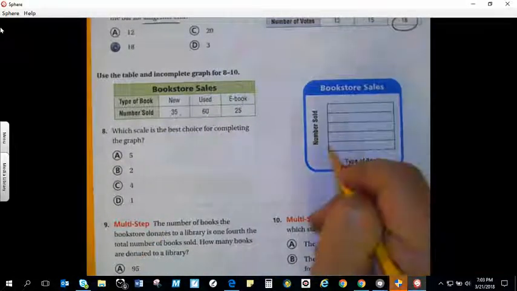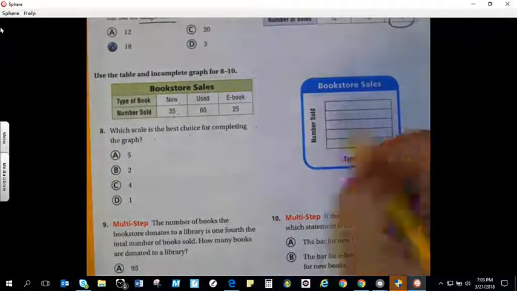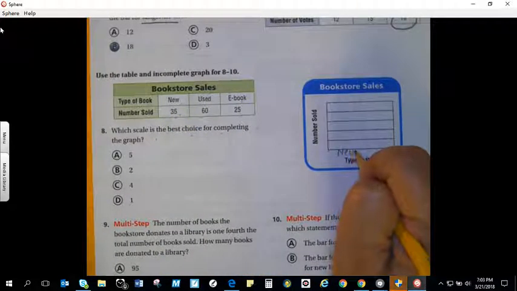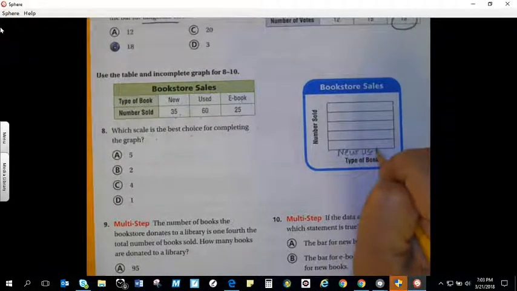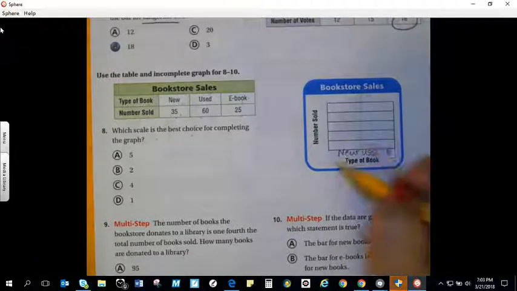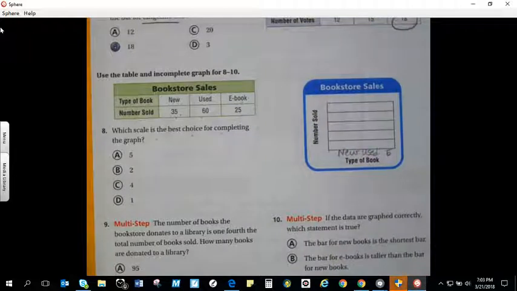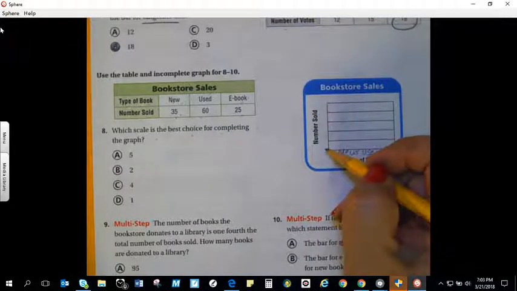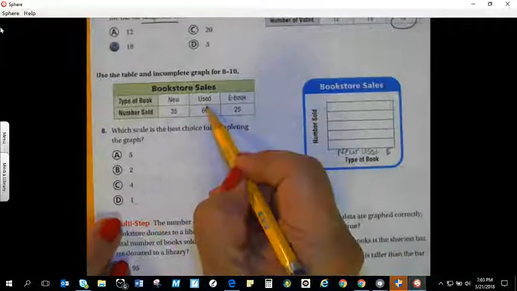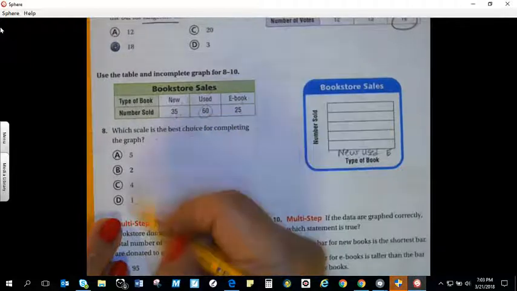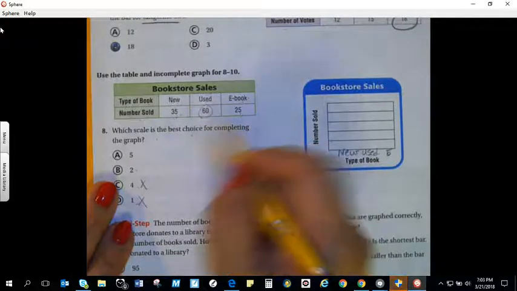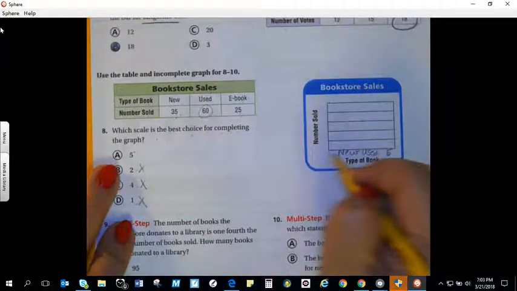So if we're over here, bookstore sales, numbers sold, types of books, I'm going to have new, used, and I'm going to put E for ebook. Okay? I could have written a little bit smaller. It could have been N, U, and then E. So whichever way is going to work best. So which is the type of scale? Yeah, absolutely. Would 1 be, because I have to go to 60, 35, 60, and 25. No, that's not going to work. 4? No, that's not going to work. 2s? 2, 4, 6, 8, 10, 12, 14. Nope. What about 5s? Yep, the 5s would work out best.